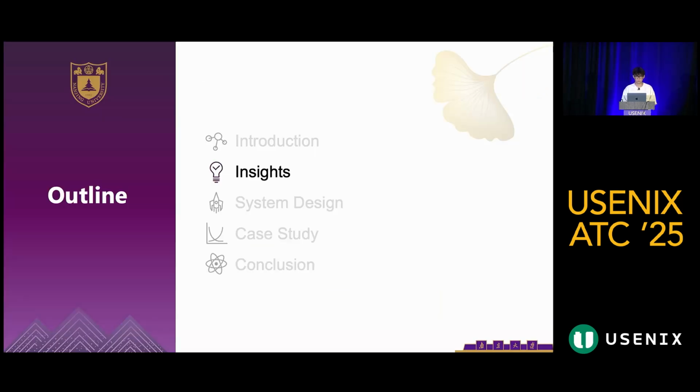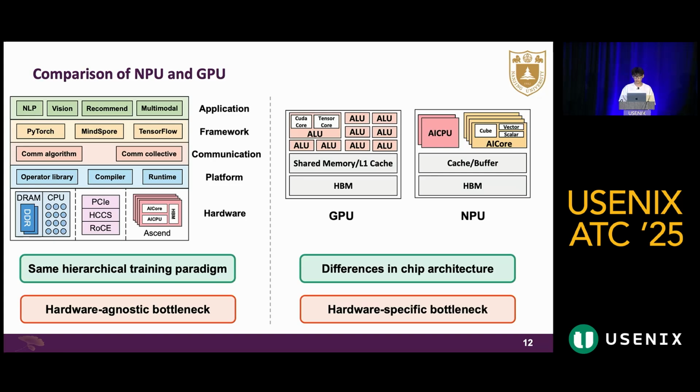training bottlenecks. Then I will describe the insights from our extensive practice. To build a better solution, we should first learn the background of Ascend chips, especially the similarities and differences with NVIDIA GPUs. As the left figure illustrates, both platforms share a common hierarchical training paradigm. Because of this similarity, many performance bottlenecks, such as those in parallelism, I/O, computation, and communication, are fundamentally hardware agnostic.